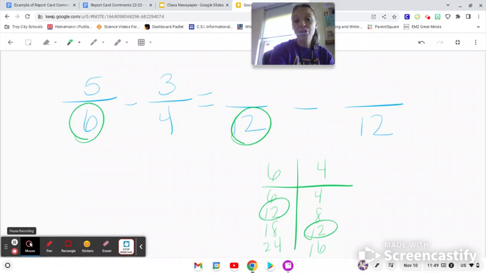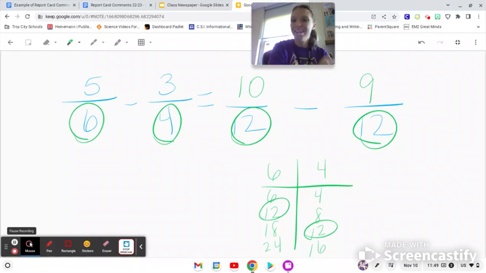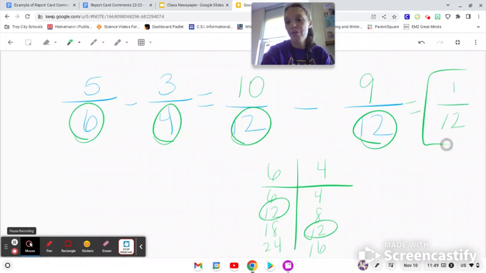What is 5 times 2? 10. Now, we went from 4ths to 12ths. 4 times 3 is 12, so 3 times 3 is 9. Now, this is just plain old normal 4th grade subtraction of fractions. 10 twelfths minus 9 twelfths is 1 twelfth.